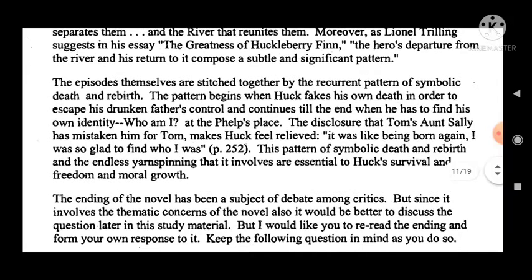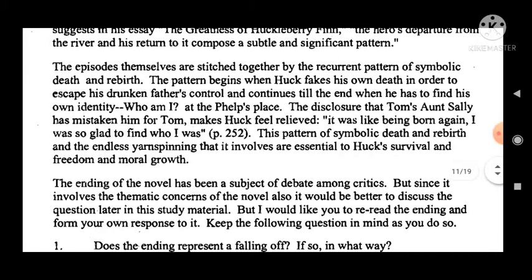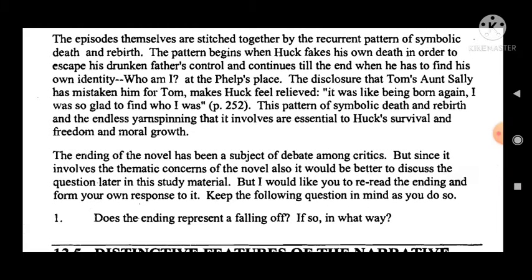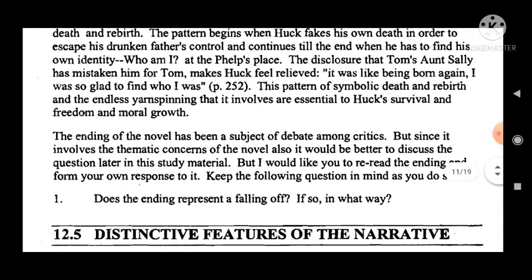The episodes themselves are stitched together by the recurrent pattern of symbolic death and rebirth. The pattern begins with Huck faking his own death in order to escape his drunken father's control, and continues till the end when he has to find his own identity. Who am I? At the Phelps place, the disclosure that Tom's Aunt Sally has mistaken him for Tom makes Huck feel relieved. It was like being born again. I was so glad to find who I was. Page 252.